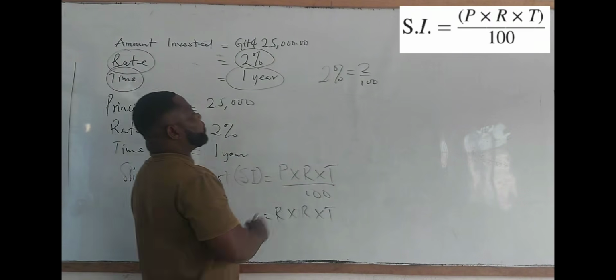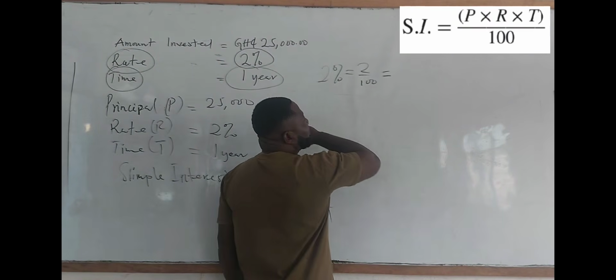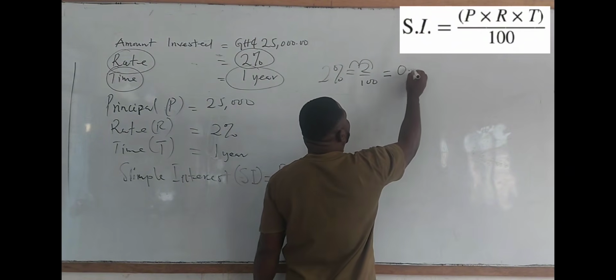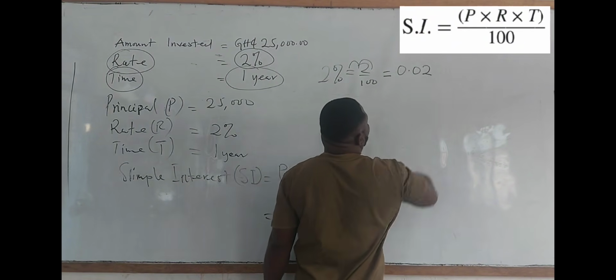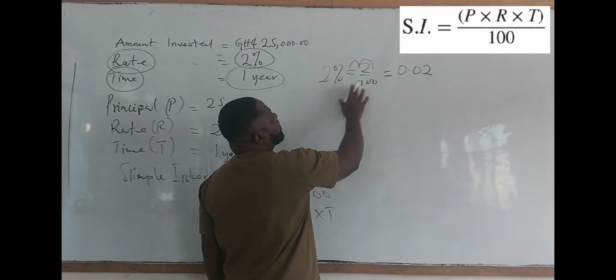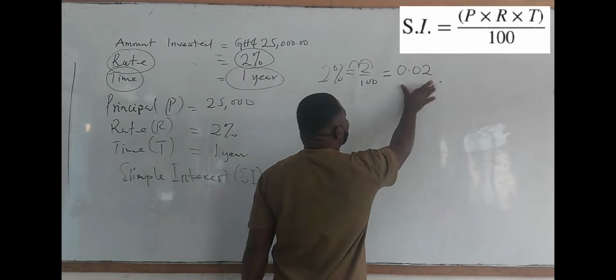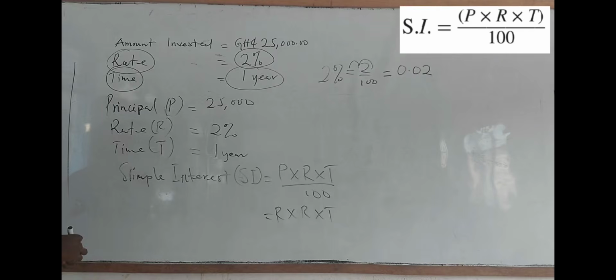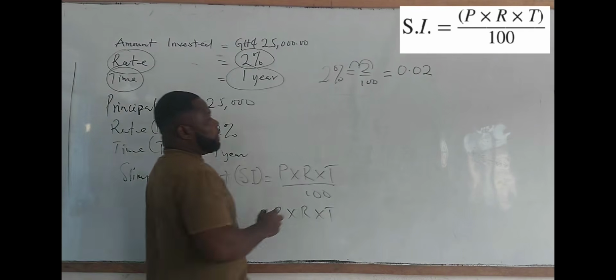And when you want to write them in decimals, you know what to do. The point you have to move 2 places, so it's going to 0.02, right? So this 2% is the same as 2 over 100 and the same as 0.02. Any of these values can be used to solve, right? And so let us solve our simple interest.